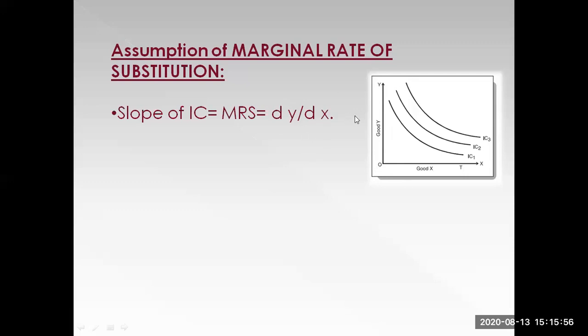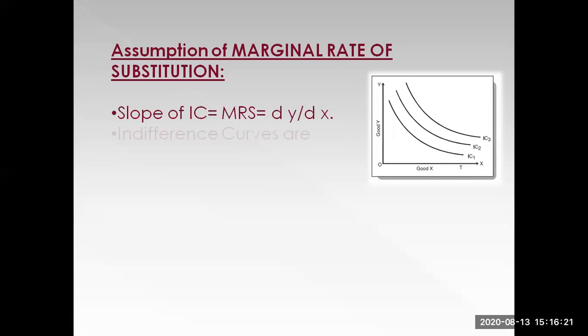So what you do, in terms of mathematics, is express y, the ordinate, as a function of x, the abscissa, and you differentiate it with respect to x. That's what gives you the slope of a function. So that's a mathematical approach to the concept. But essentially, the slope of the indifference curve is called the marginal rate of substitution.